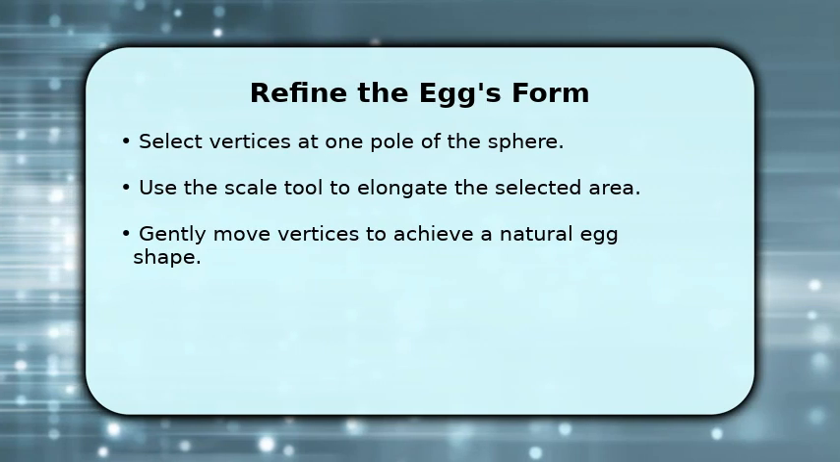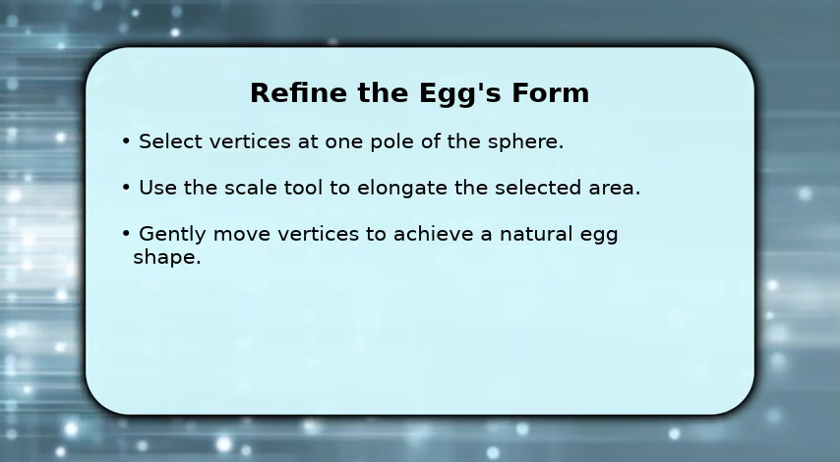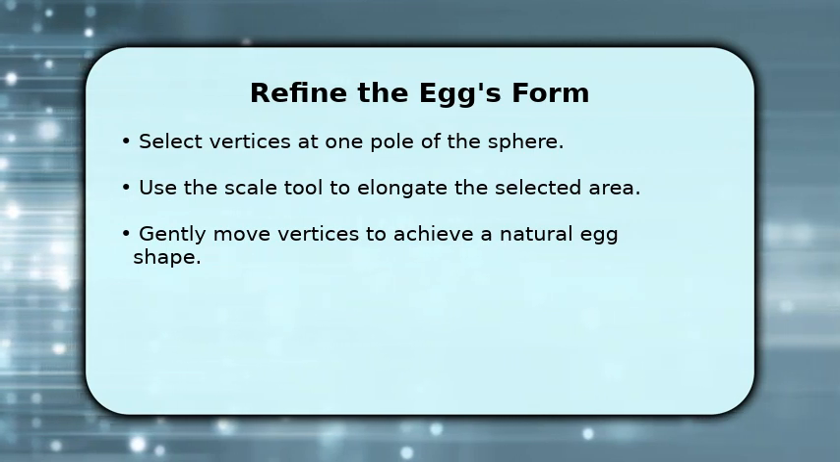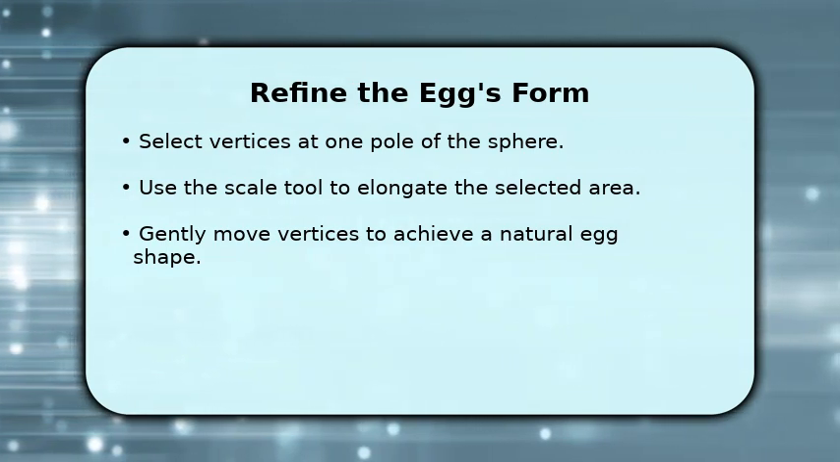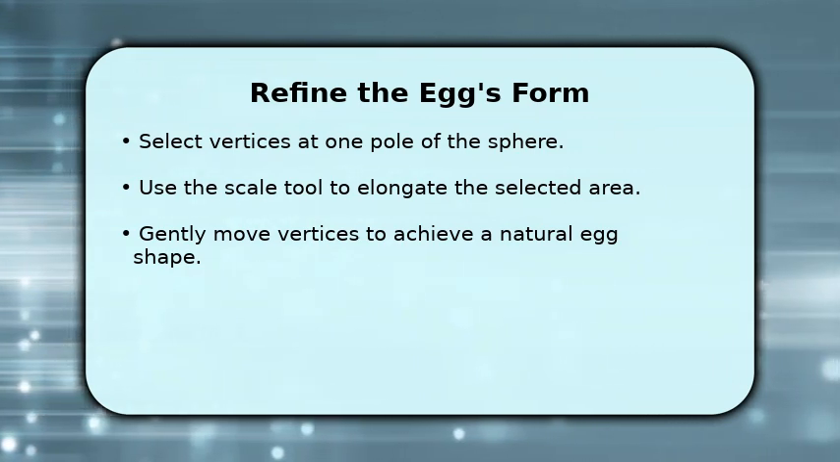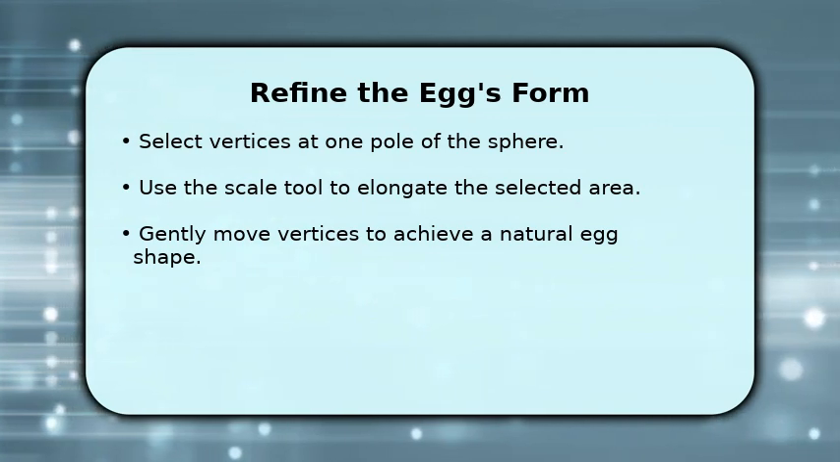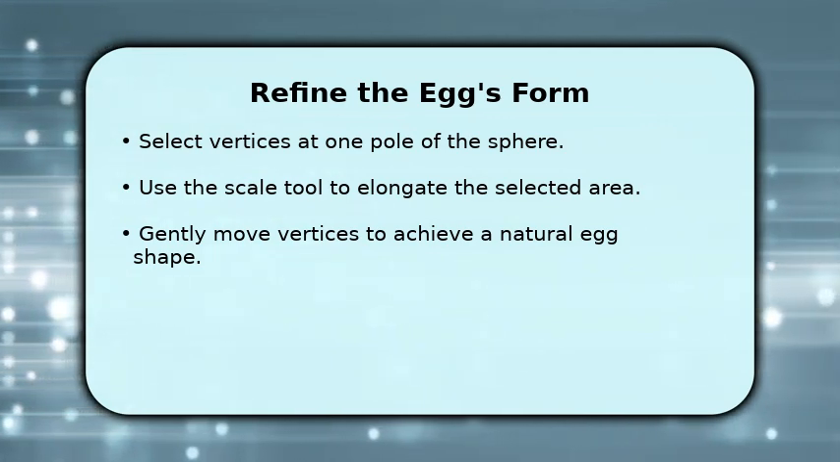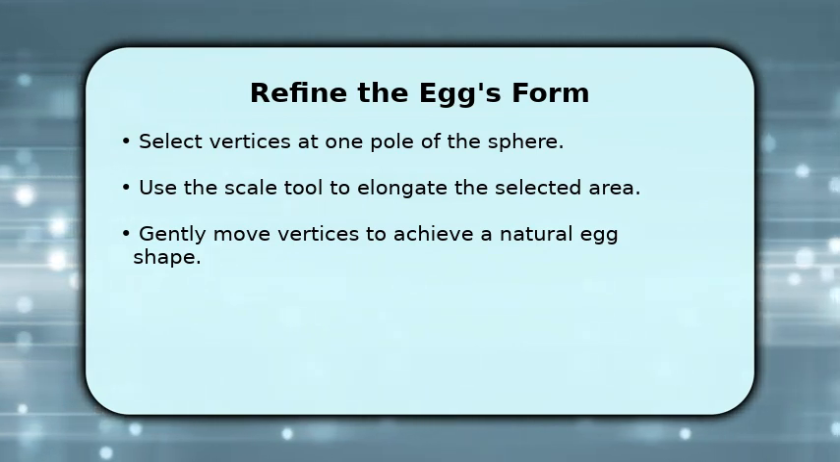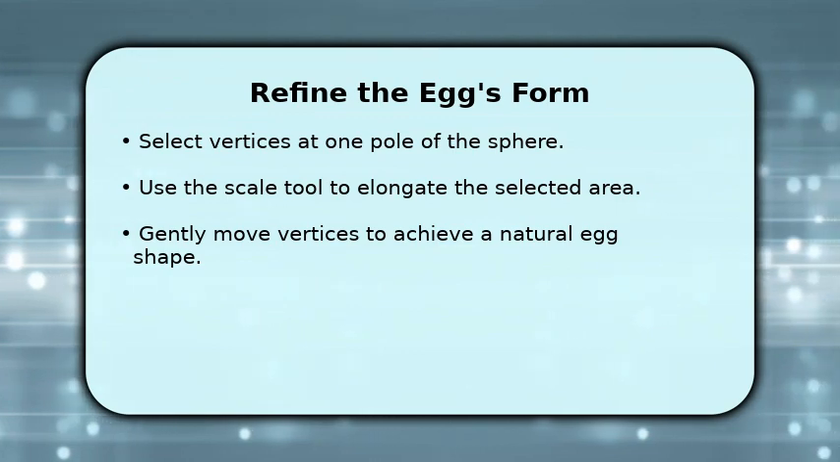Now, let's transform that sphere into an egg. Enter Component Mode and select the vertices at one end of your sphere. Carefully use the Scale tool to stretch and elongate this section, giving it that characteristic egg taper. Then, make subtle adjustments by moving individual vertices to achieve a smooth, organic, and realistic egg contour.